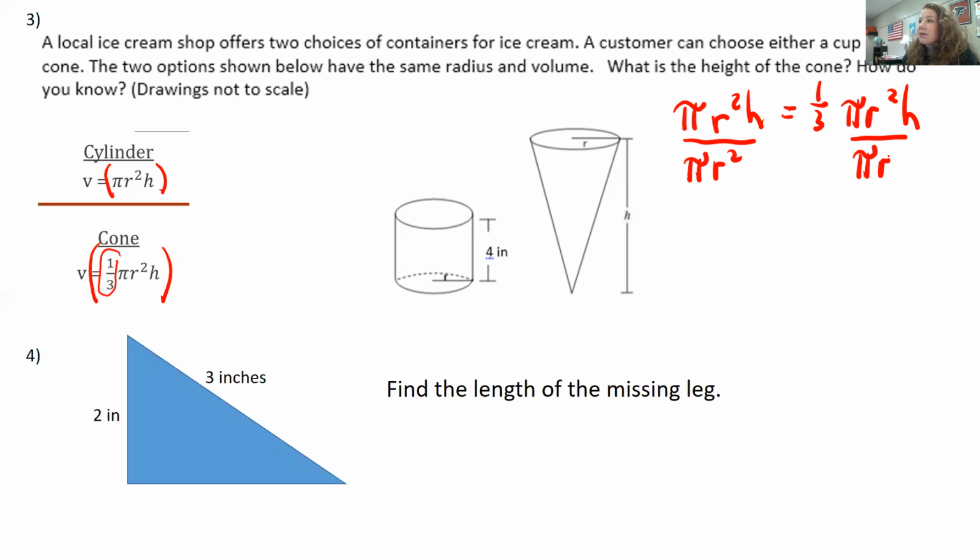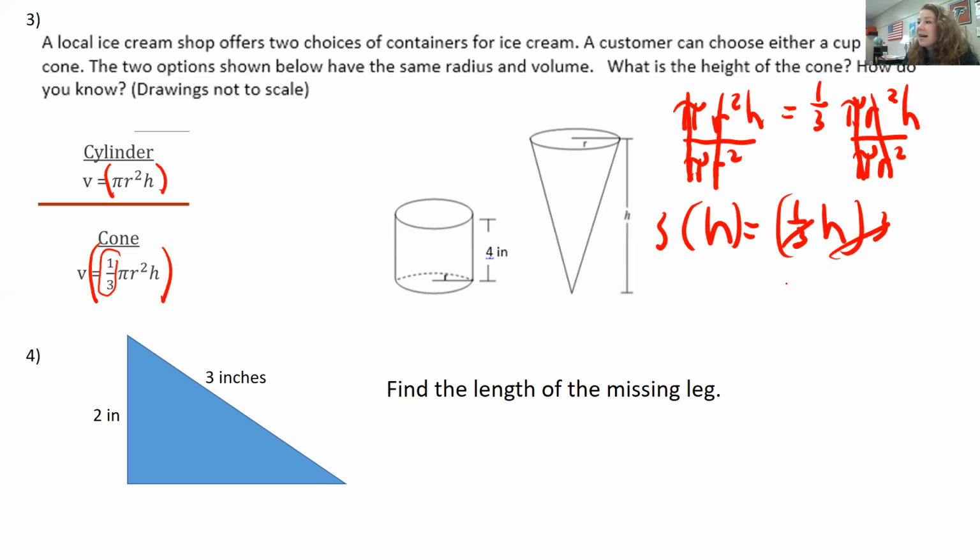Pi r squared. So pi divided by pi is 1, 1, 1, and 1. So what are we left with? We're left with the height is equal to 1/3 times the height, right? And then to get rid of this 1/3, we would multiply both sides by 3.